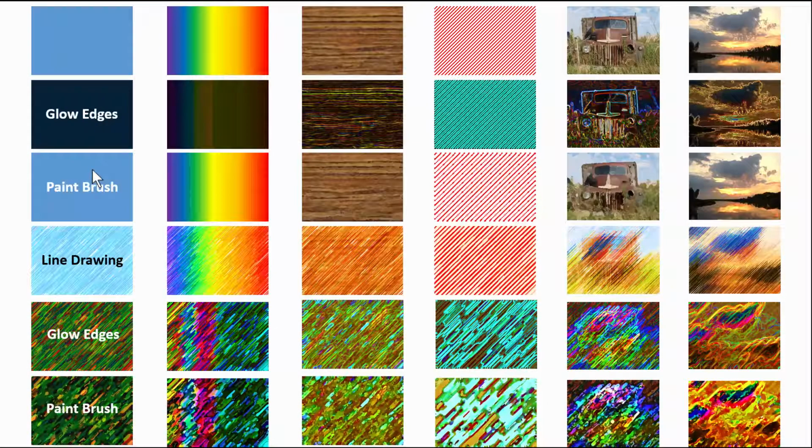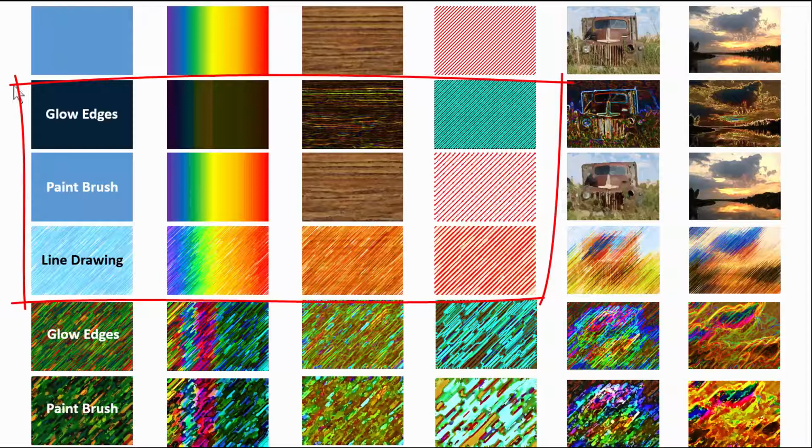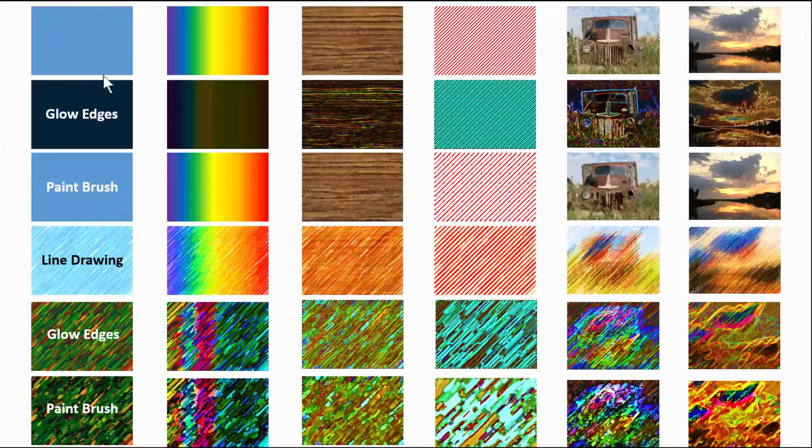So let's give you a quick rundown on how this works. Here's our basic PowerPoint shapes again. We have our rectangle, solid color, gradient, texture, pattern, and we have our two photographs. Each one of these has been converted into a picture, so that we can apply the artistic effects to it. So let's take a look.